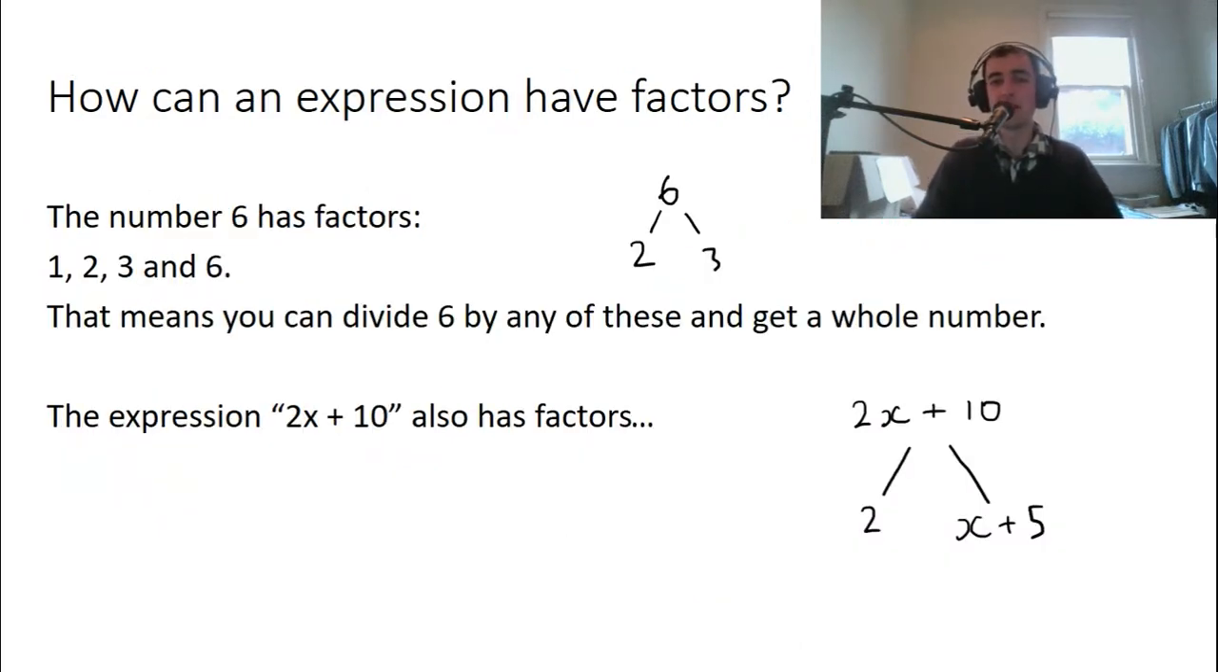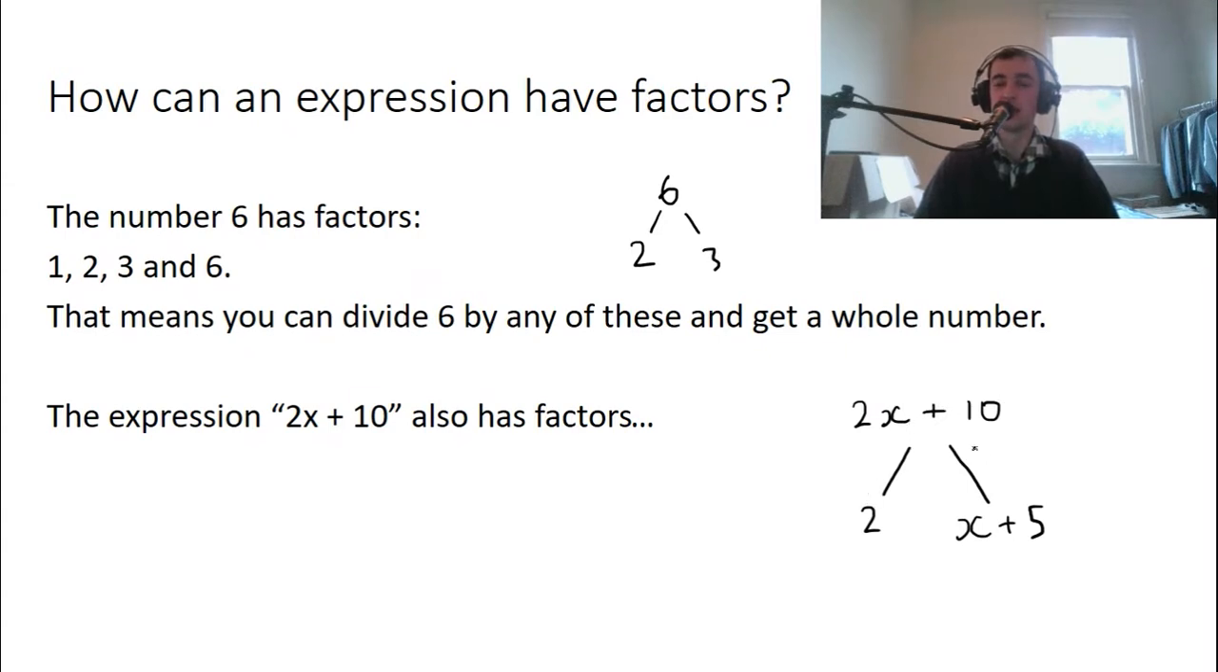So if you're wondering how an expression can have factors, let's just think about the number 6 first. That's not an expression, it's just a constant. But the number 6 has factors. I've drawn a little factor tree here. The factors are 2 and 3. And it also has two more factors, which are 1 and 6. You can divide 6 by 1 or 2 or 3 or 6, and you get a whole number. That's what factors are.